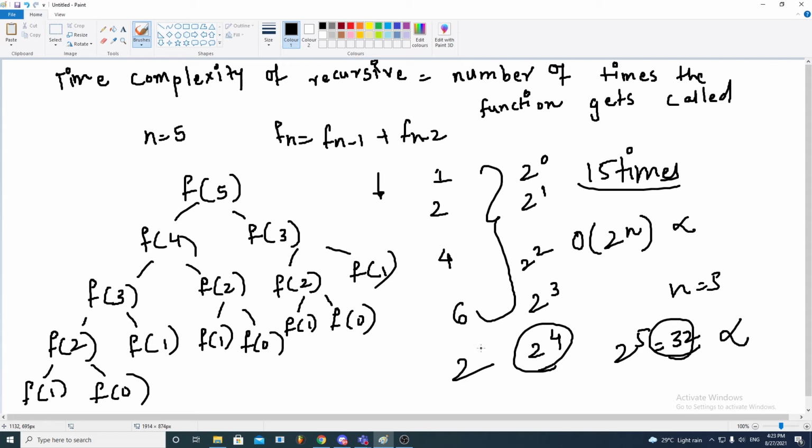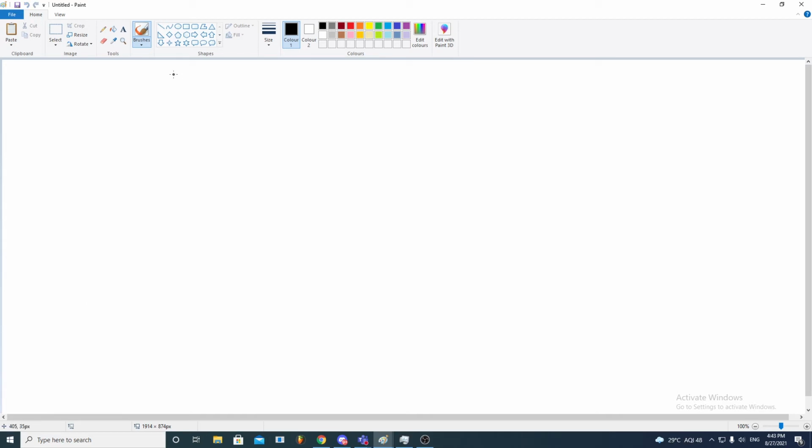For understanding the time complexity, we need to have some mathematical background based on what a recurrence relation is. So what is a recurrence relation? The Fibonacci series is an example of a homogeneous recurrence relation.